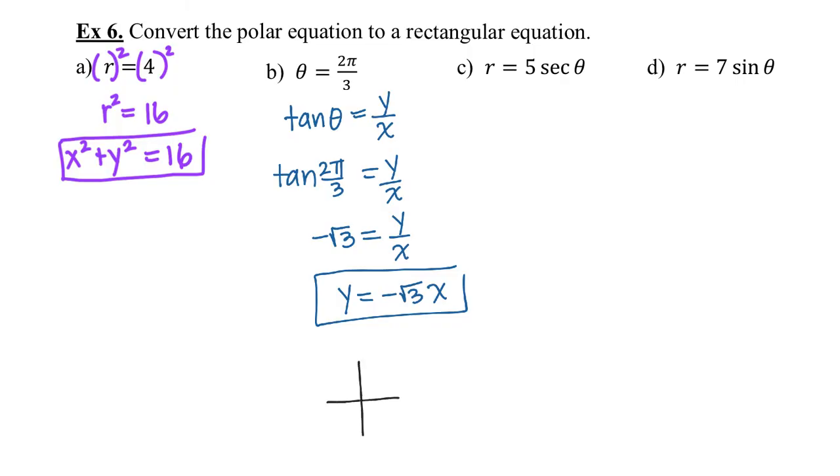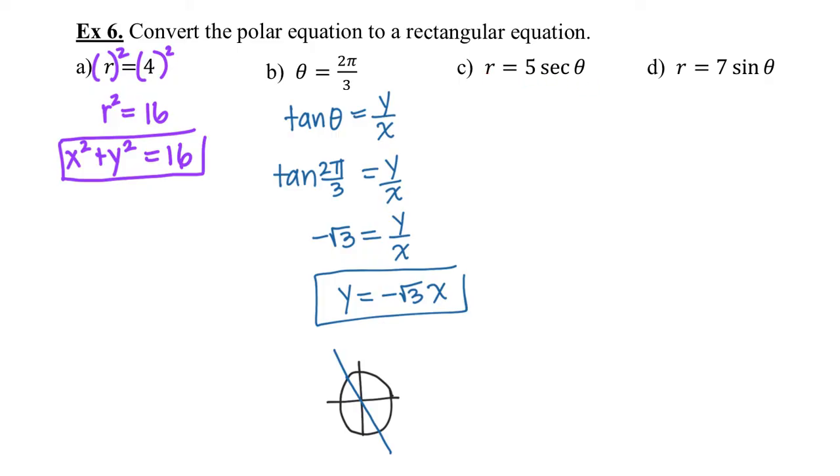Okay, we haven't learned how to graph this yet, but where is 2 pi over 3? It is somewhere over here. If I drew the line theta equals 2 pi over 3, it would actually look like this. And if I graph the line y equals negative root 3 x, it would have a slope of negative root 3 over 1, which could very well look something like this. Okay, let me look at the next one.